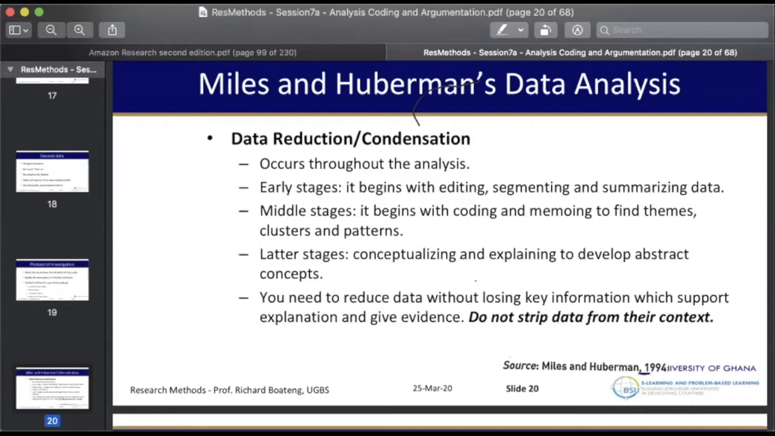about coding or memoing to find clusters and then patterns. So coding requires you to be able to put labels upon the data you have collected in the first phase. Then in the latter stages, you do conceptualizing and explaining to develop abstract concepts.